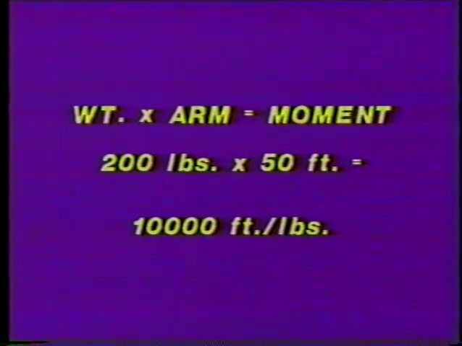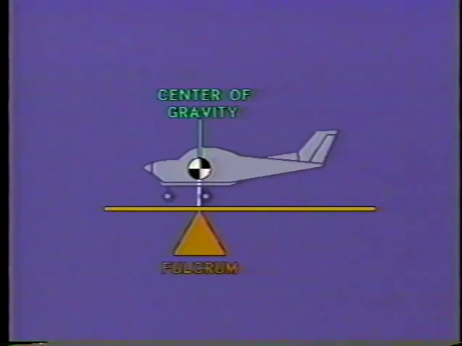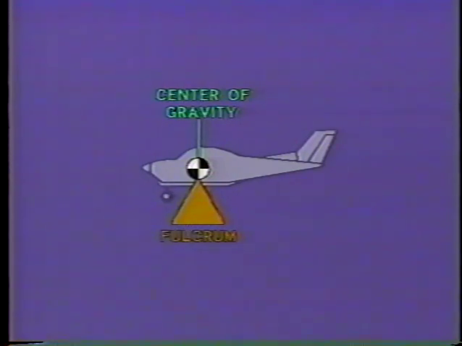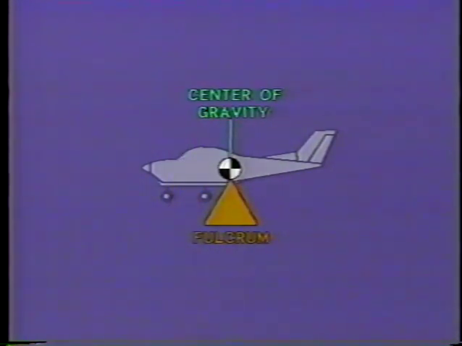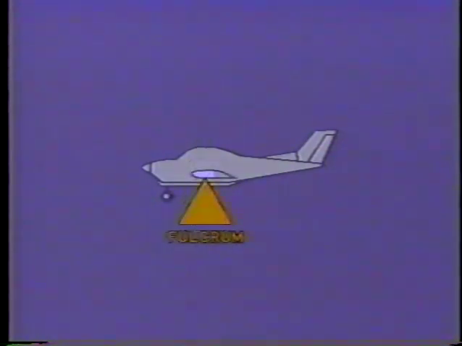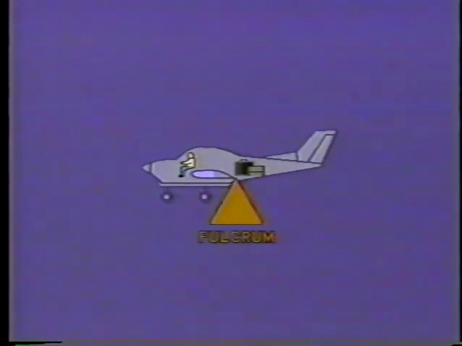Now let's relate this idea to the actual airplane. The position of the fulcrum of the teeter-totter is comparable to the airplane's center of gravity. The center of gravity is not a static position. It will move forward and back depending on the location and weight of various items placed in the airplane, for example, the fuel, the pilot, cargo, and the passengers.